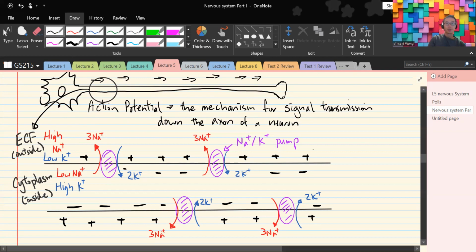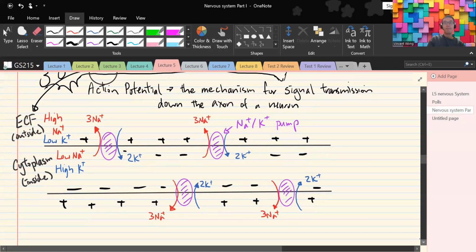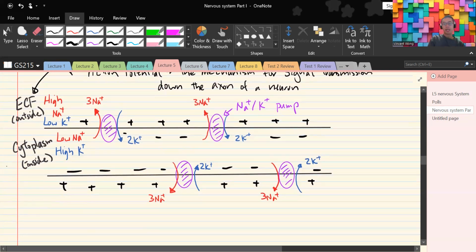So this difference in charge distribution, we call that the membrane potential. Right now the neuron is not doing anything, it is not transmitting a signal, so the resting potential is approximately negative 70 millivolts. So the function of the sodium potassium pump is to create the resting potential.